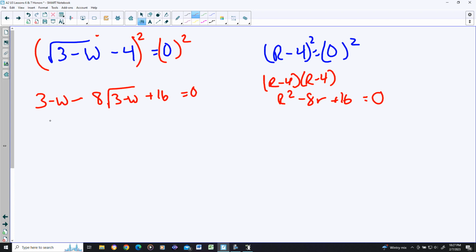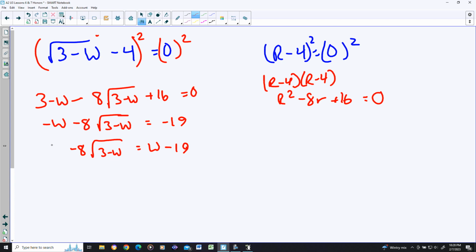So to do that, I have a positive 3, I have a positive 16. So I'm going to subtract 19 from both sides. Minus w minus 8 root 3 minus w equals negative 19. Add the w to both sides. I'm going to just do this as w minus 19, because I have to add the w to both sides. So we get negative 8 times root 3 minus w equals w minus 19.